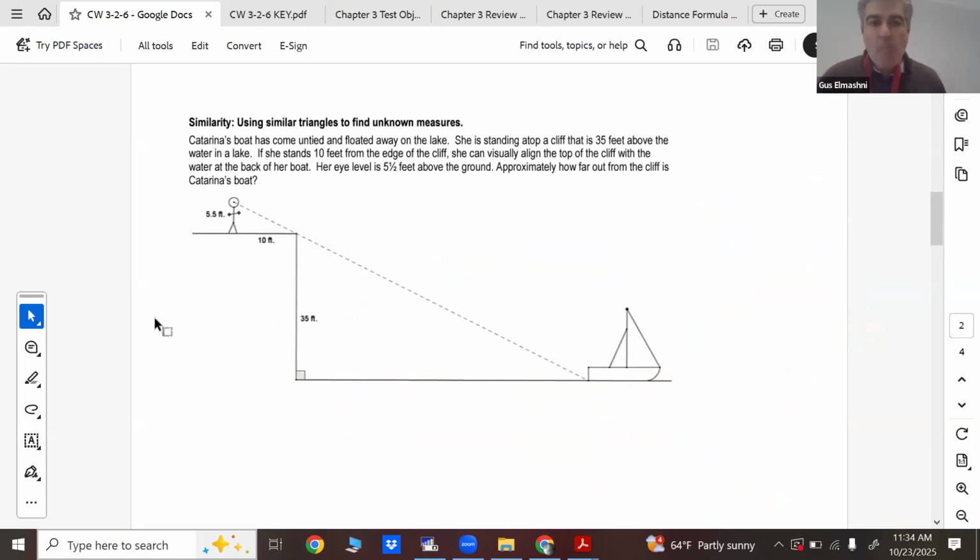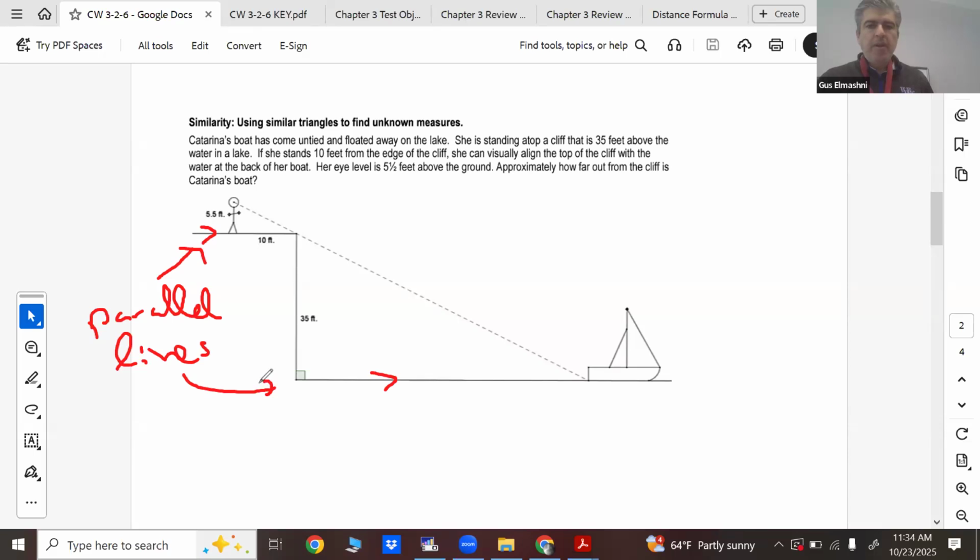Similar triangles to find unanchored. Having this boat has come untied and floated away on place. She is sitting atop the cliff that is 35 feet above the water in the lake. If she stands 10 feet from the edge of the cliff, she can visually align the top of the cliff with the water at the back of her boat. Her eye level is 5.5 feet above the ground. Approximately how far out from the cliff is Tattered this boat?